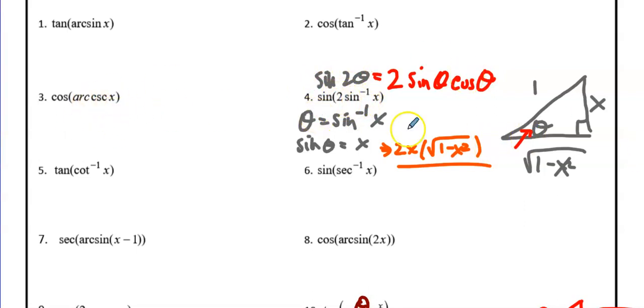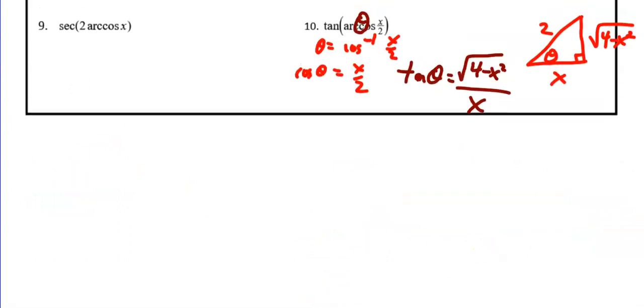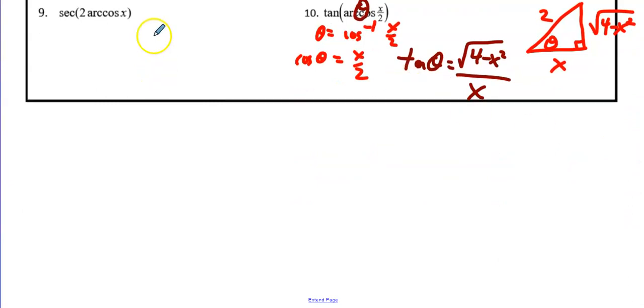I see there's a cosecant right there, but I'm going to do it down here with this one right here. So you guys will do a more challenging question for number 9. So let's look at the last question. All right, so for question number 9, it says secant of 2 arc cosine of x.